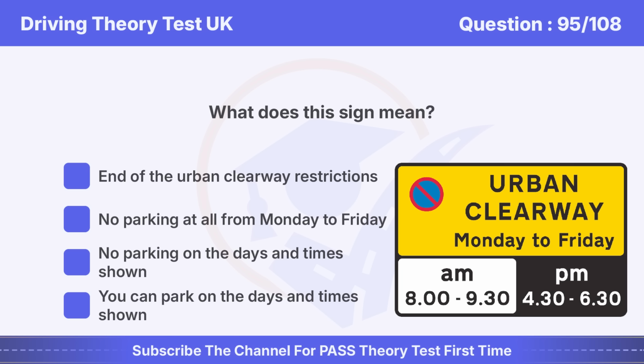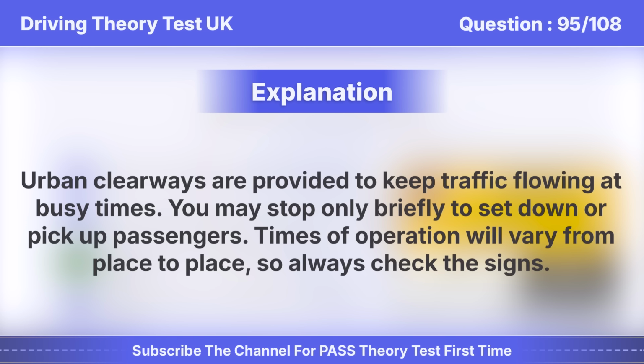Question 95. What does this sign mean? Answer is C. No parking on the days and times shown. Urban clearways are provided to keep traffic flowing at busy times. You may stop only briefly to set down or pick up passengers. Times of operation will vary from place to place, so always check the signs.